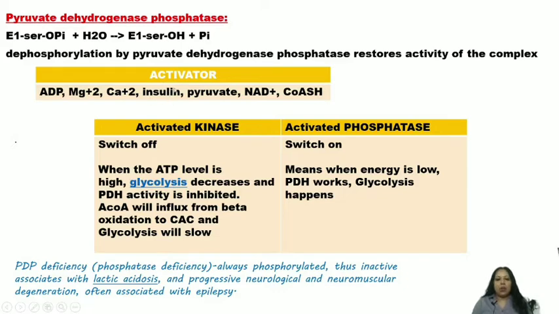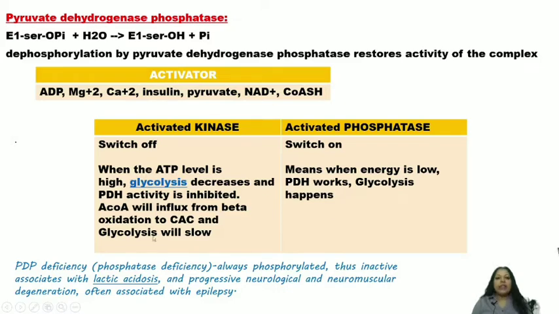Insulin, again, what does insulin do? It causes the conversion of glucose to glycogen. Pyruvate, if pyruvate is high, it means you need to go to acetyl coenzyme A to generate energy, and simultaneously the NAD plus and coenzyme SH. All these are activators of this complex, because all these say that we need energy. If there is much glucose, it means we need energy. If there is much pyruvate, we need to go to the formation of acetyl coenzyme A. Clear?